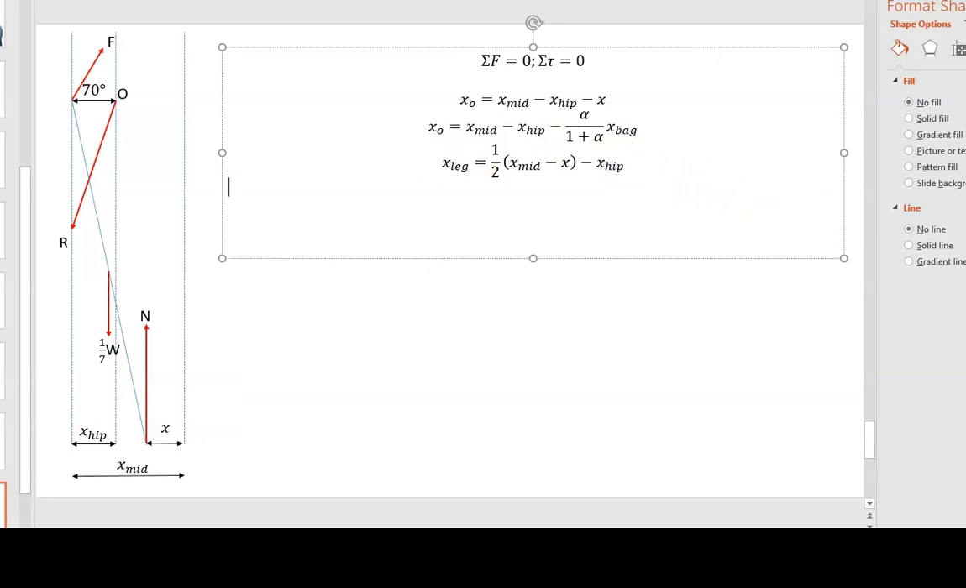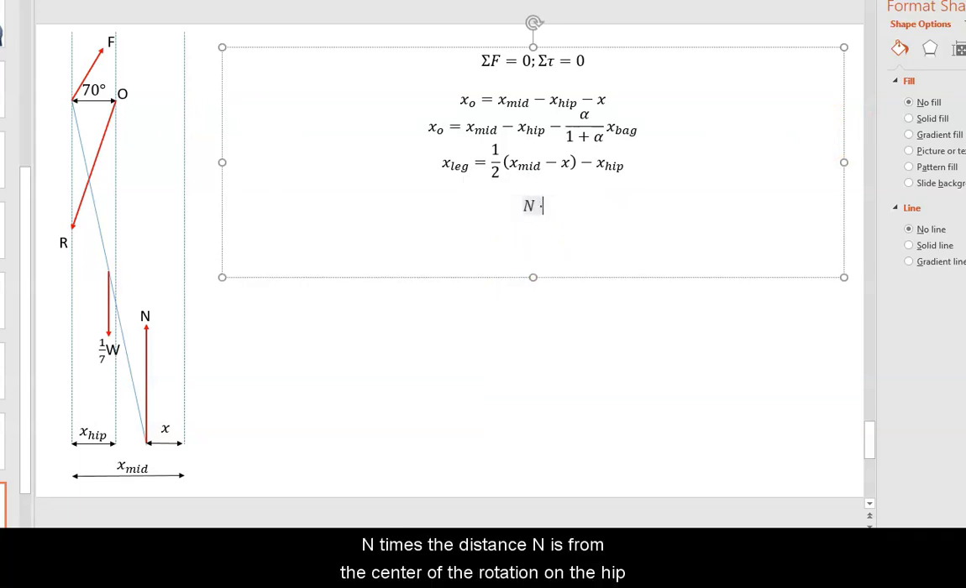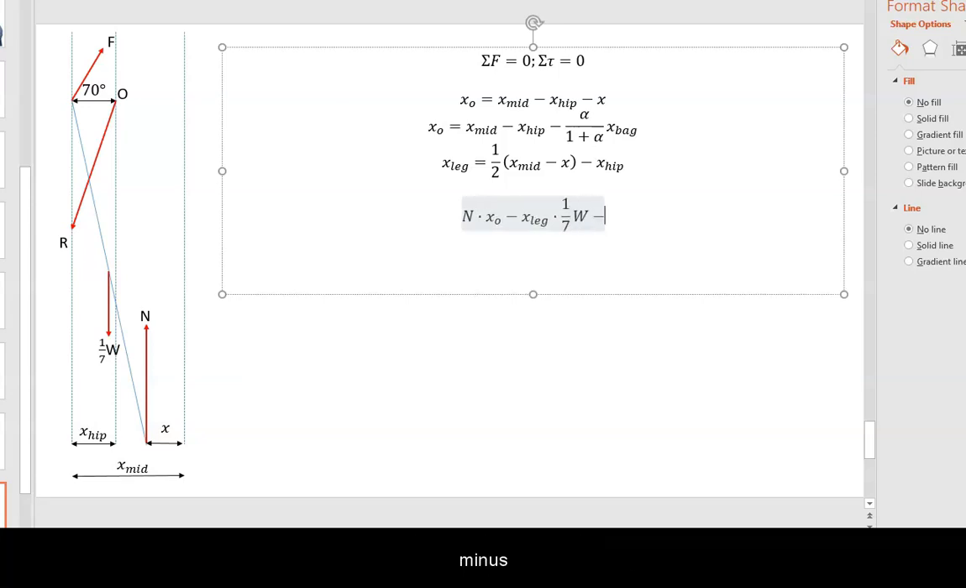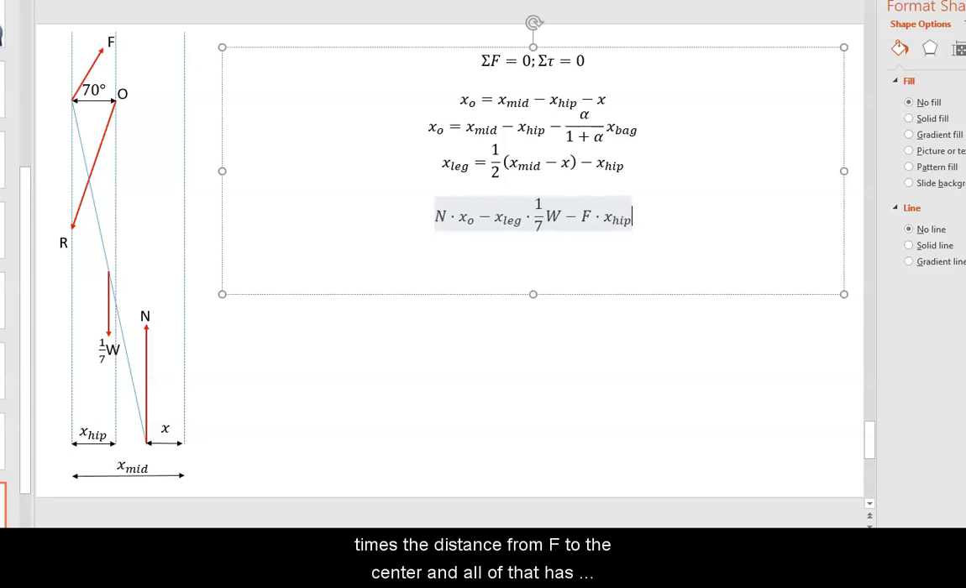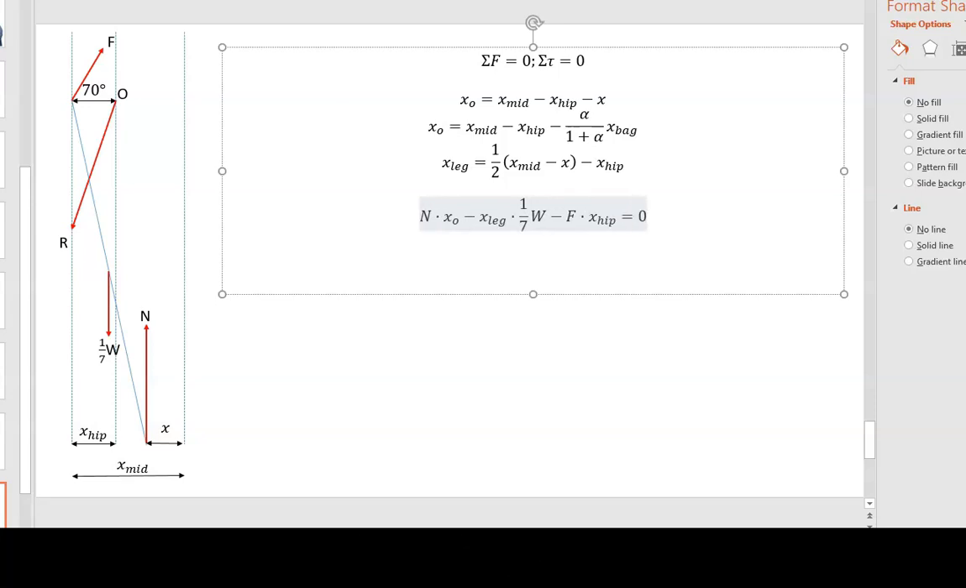So let's put everything together. For the moment, because it's drawn, we're going to assume that's positive. If those are positive, this one is causing a positive rotation, this one is causing a negative rotation, and this one is causing a negative rotation. So we're going to start with our positive rotation: N times the distance N is from the center of rotation on the hip minus the center of mass of the leg, times the force there, which is 1/7 of the weight, minus F times the distance from F to the center. And all of that has to add to 0. So far, so good.